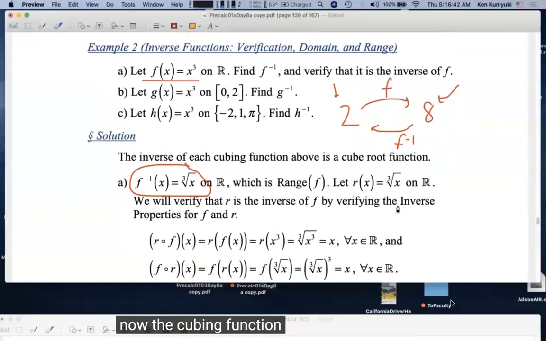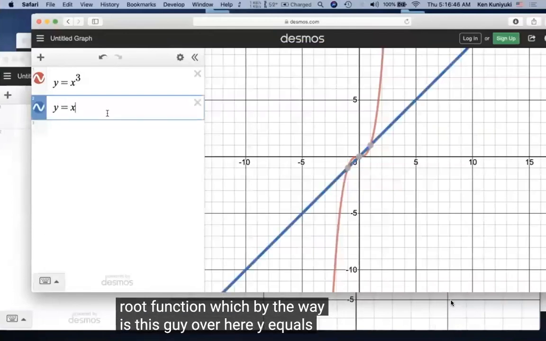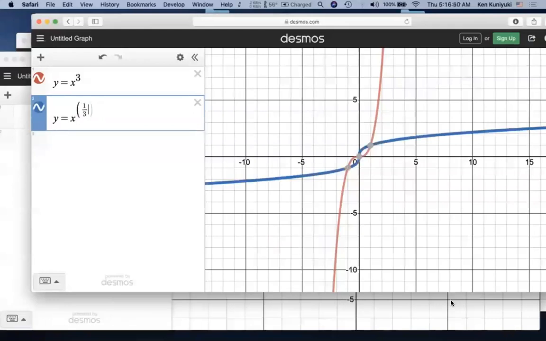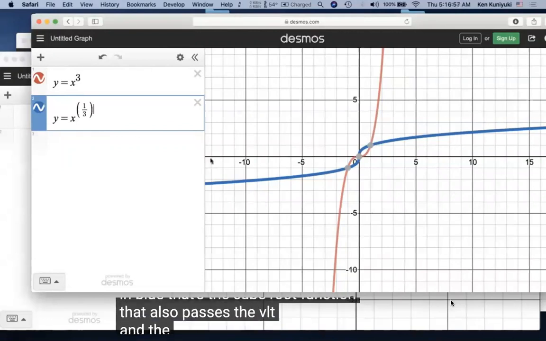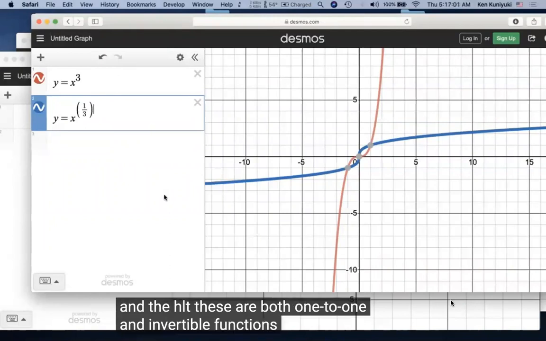Now, the cubing function and the cube root function, which by the way is this guy over here, y equals x to the 1/3, in blue, that's the cube root function. That also passes the VLT and the HLT. These are both one-to-one and invertible functions.